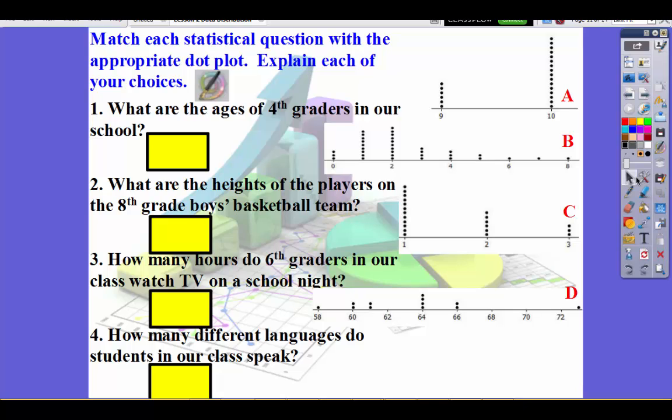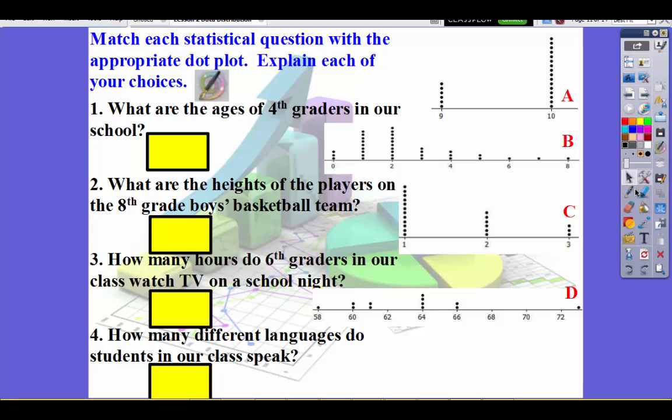What are the ages of 4th graders in our school? What are the heights of players on the 8th grade boys basketball team? How many hours do 6th graders in our class watch TV on a school night? And how many different languages do students in our class speak?